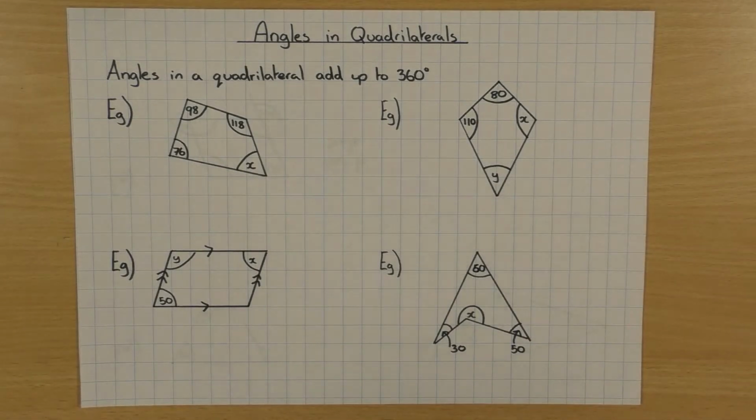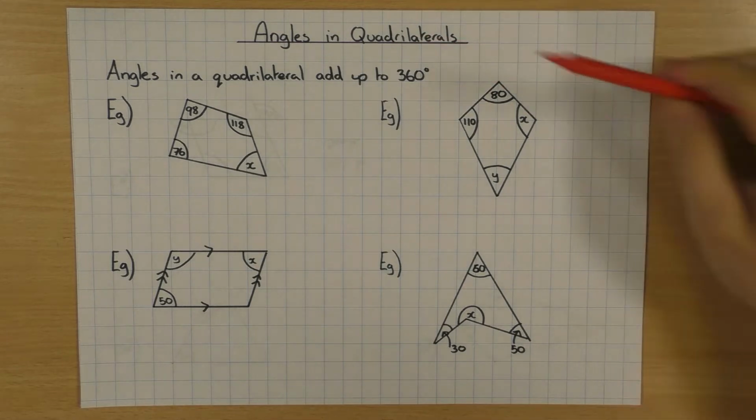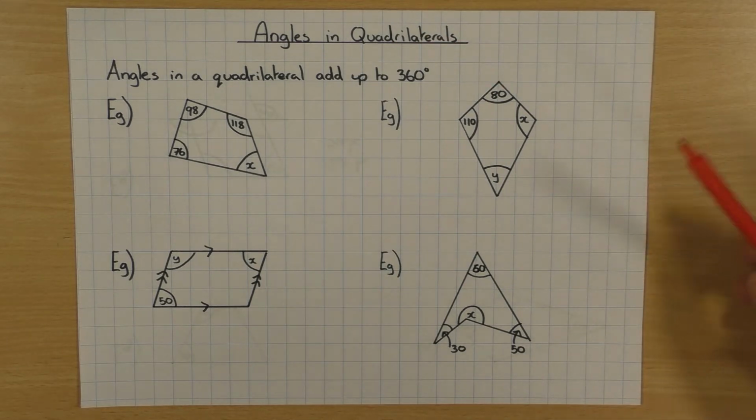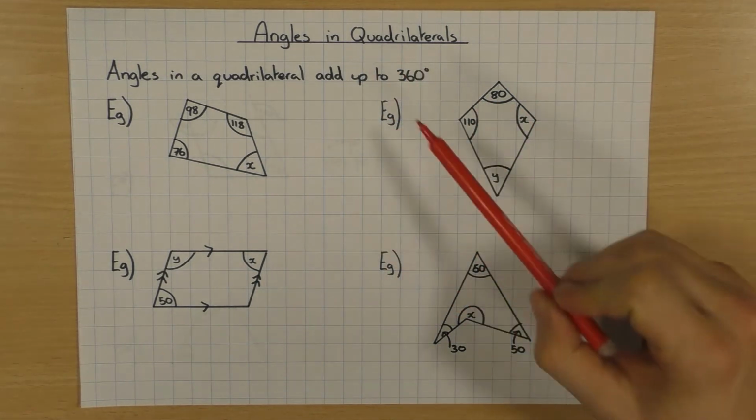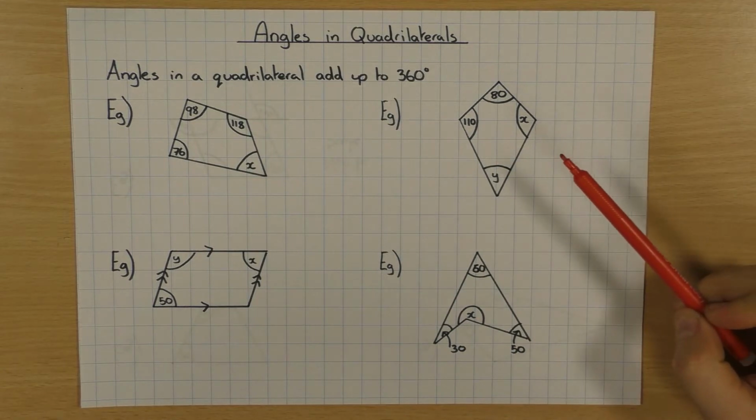Hi guys, in this video we're going to have a look at quadrilaterals and the angles inside them. So the first thing to know is what a quadrilateral is. A quadrilateral is just a four-sided shape. I've got a couple of examples here of four-sided shapes and they all come under quadrilateral. Easy to remember, quad meaning four.